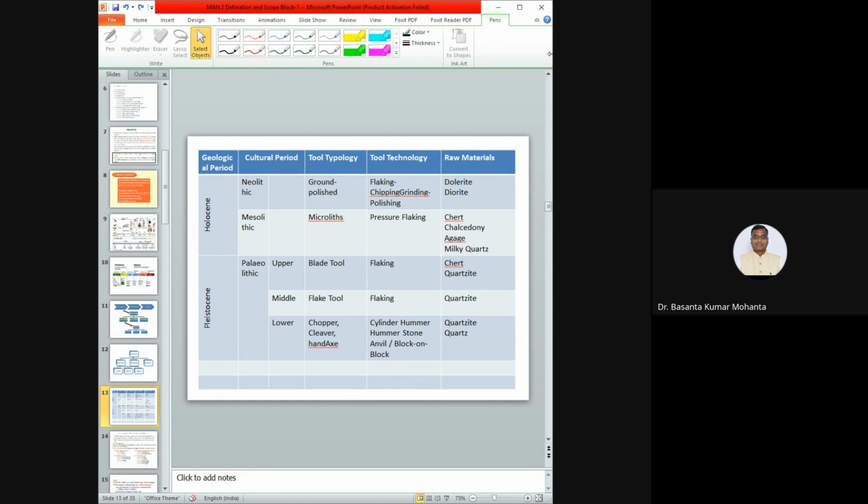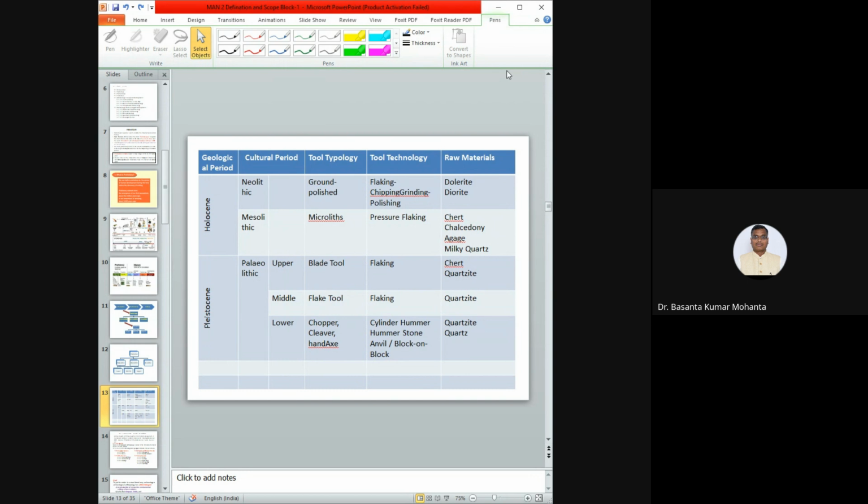Based on the available material, based on their typology, their technology, their raw material, their painting, their engraving, their themes, their use, their place of habitation, based on their stratigraphic deposit, we try to understand and reconstruct the way of living: how they were living, where they were living, what they were doing, what they were eating, and how they were connected to their local environment and local ecology.